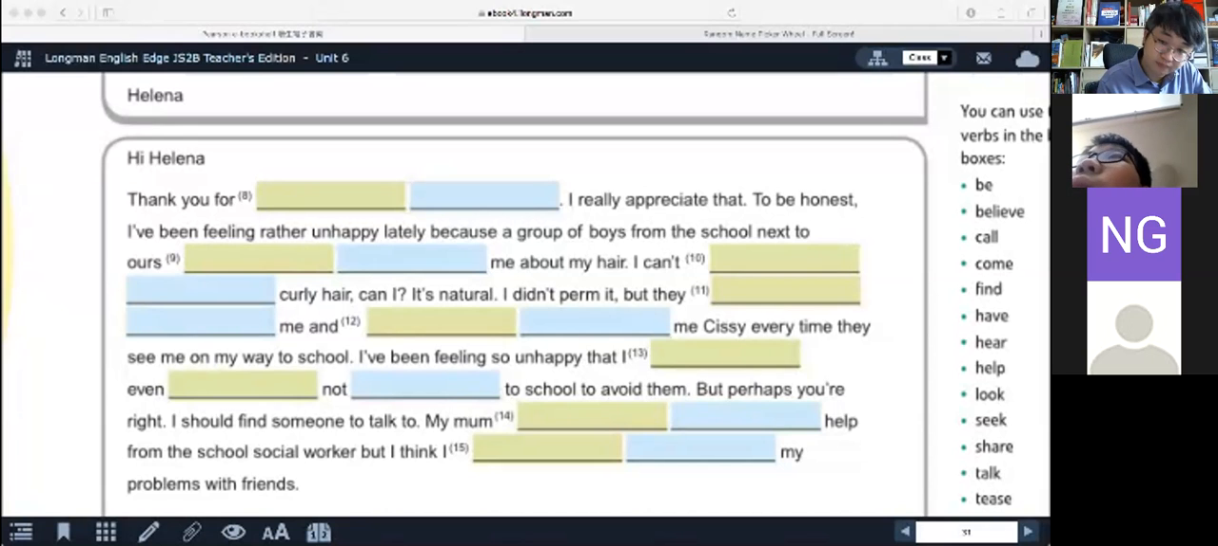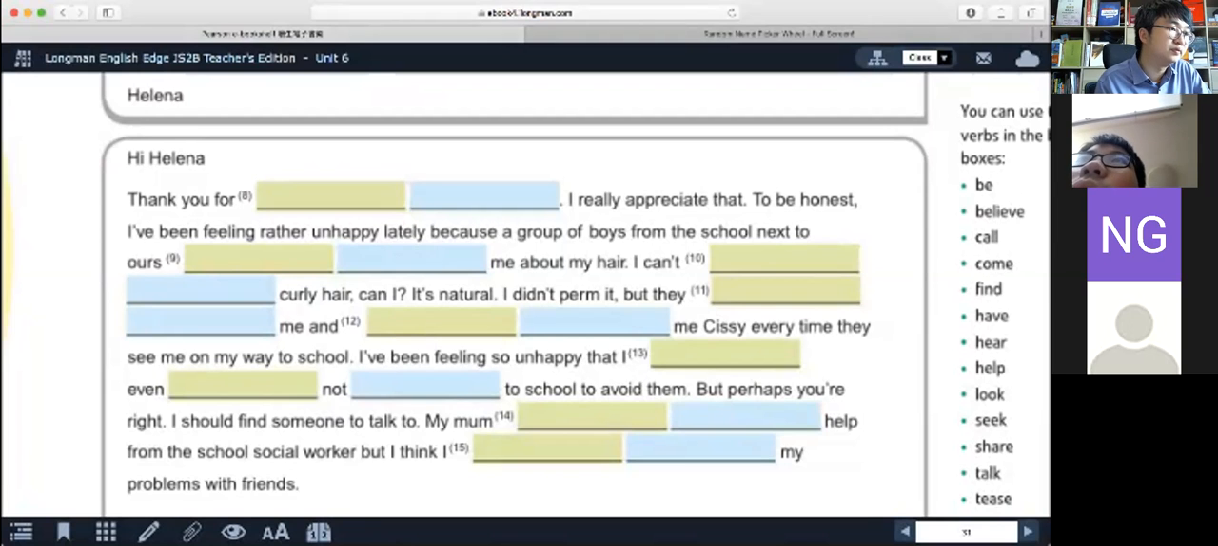I really appreciate that. To be honest, I have been feeling rather unhappy lately because a group of boys from the school next to ours started teasing me about my hair.